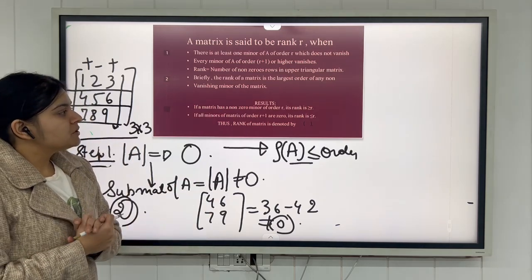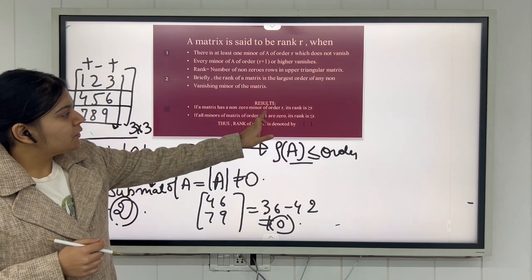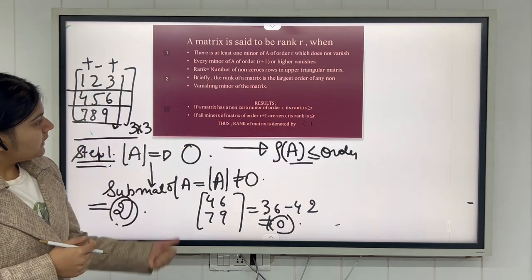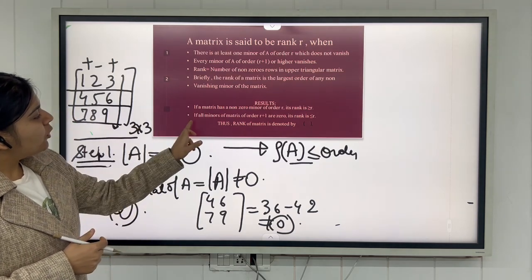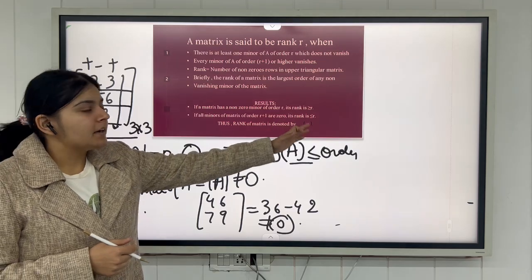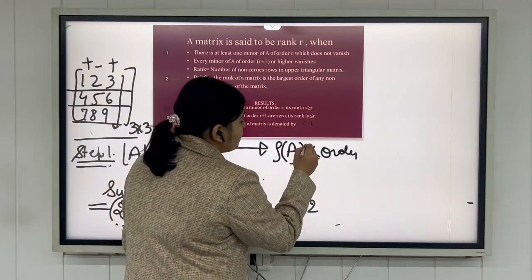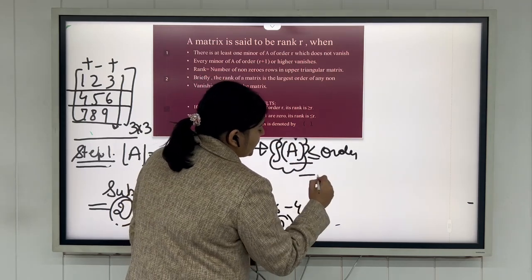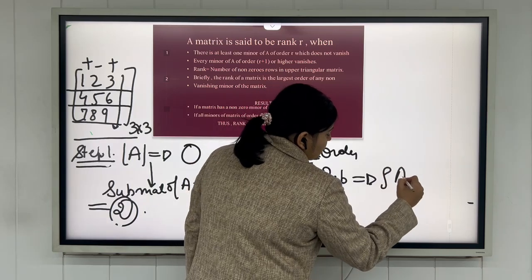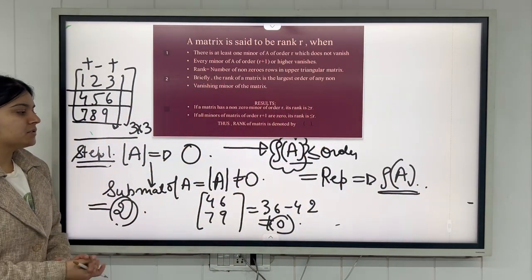The second result, which is the most important result, is that if a matrix has a non-zero minor of order R, then its rank would be greater than or equal to R. Then the next result, what does it say? That if all minors of the matrix of order R plus 1 are 0, then its rank would be less than or equal to R. Therefore, most important point, you might be aware of this part. This is for your representation of the rank, which is represented in such a way, that is rho, parenthesis, A, parenthesis over.